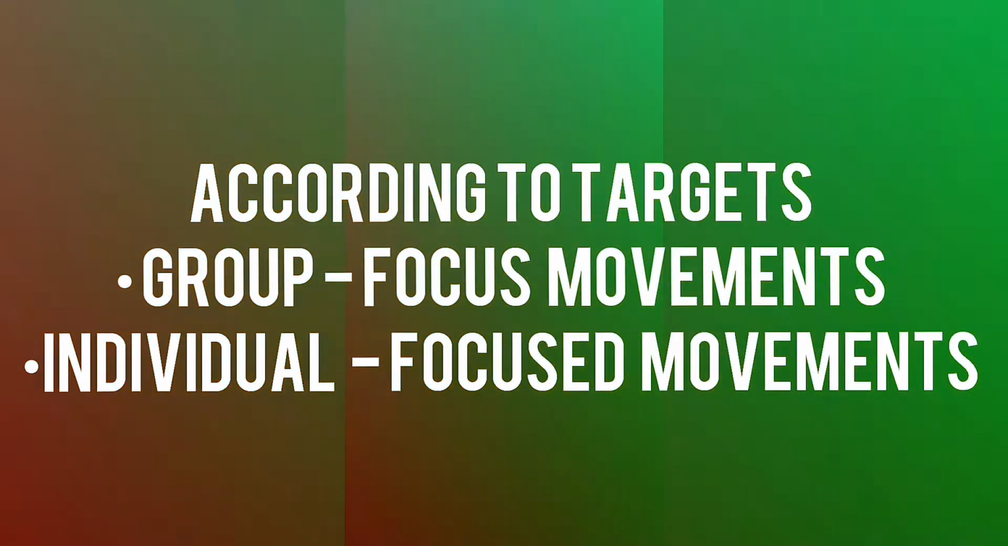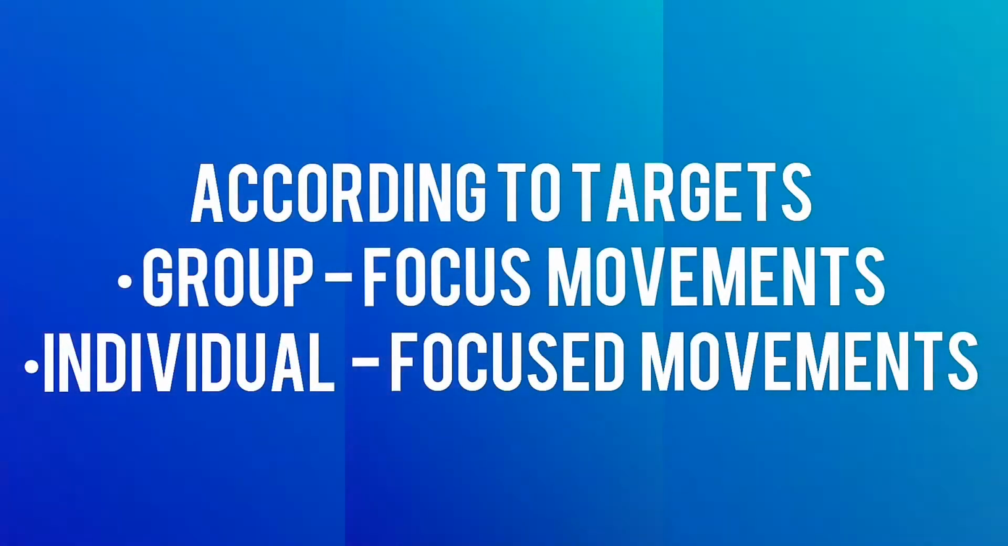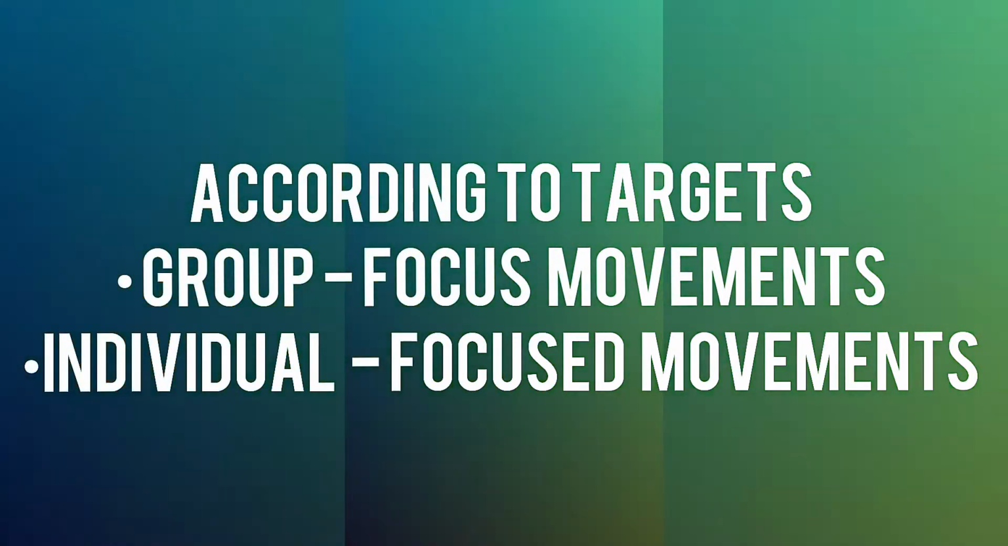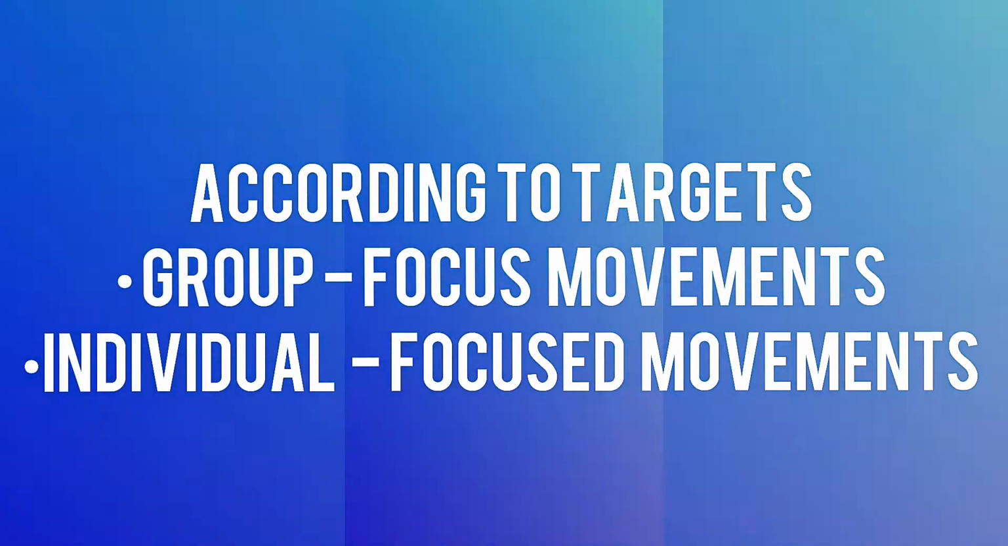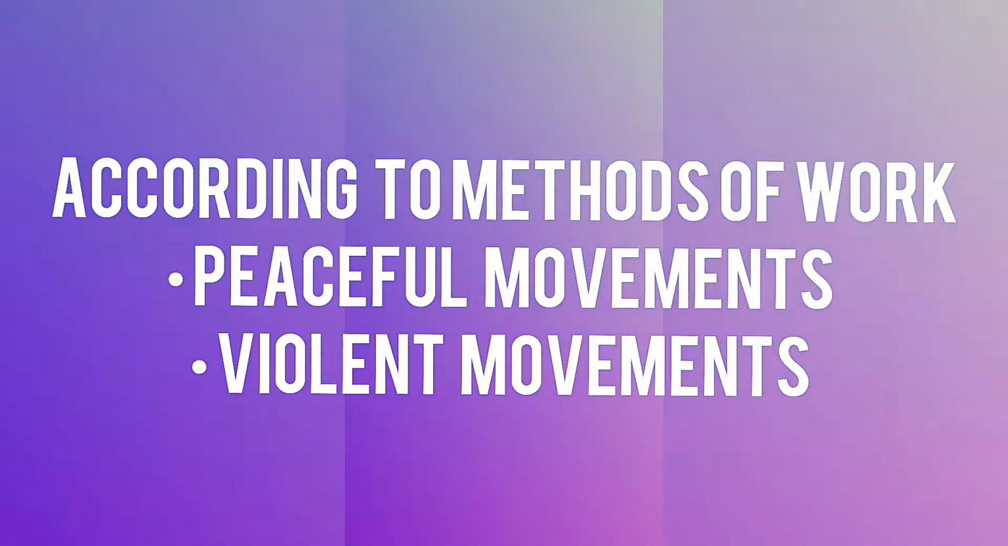According to targets, number 1, group-focused movements. Most of the members of this group join a political party, but still many remain outside the reformist political system. Number 2, individual-focused movements. Examples of these are the different religious movements. According to methods of work, number 1, peaceful movements. Many social movements like the Indian independence movement are examples of peaceful movements.